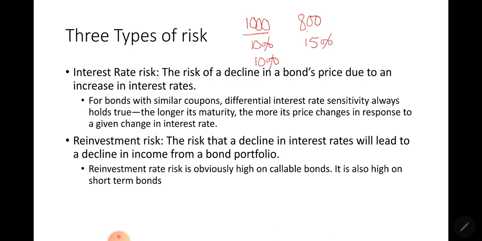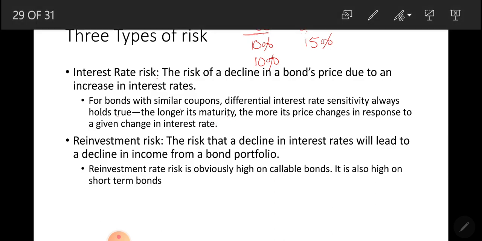For bonds with similar coupons, differential interest rate sensitivity always holds true. The longer its maturity, the more its price changes in response to a given change in interest rate. This is saying that the longer the maturity of the bond, the higher will be interest rate risk in that case. So let's look at another example to understand this.